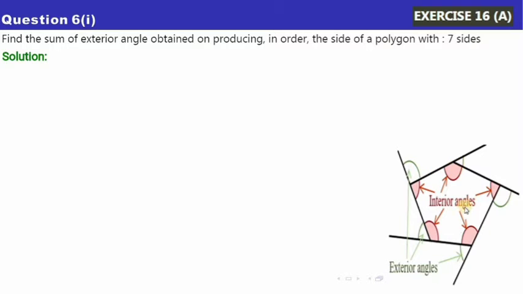Now let's calculate how many exterior angles are there. For example, here 1, 2, 3, 4 and 5. So that means if there are 5 sides, then there will be 5 interior angles and 5 exterior angles. Now here the question says that there are 7 sides. So that means the polygon will have 7 interior angles and 7 exterior angles.